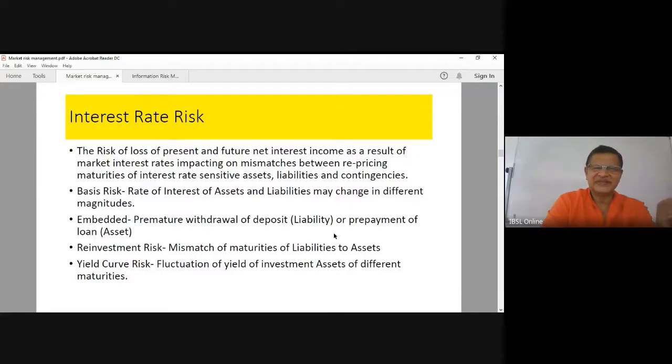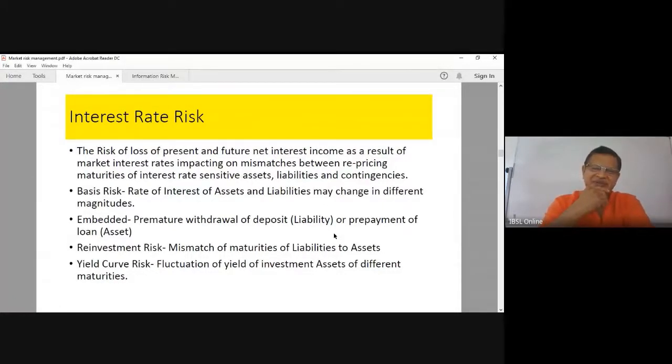So first, in identification, there is the risk of loss of present and future interest income as a result of market interest rates impacting the mismatch between repricing maturities of interest rate sensitive assets and liabilities. Now, I told you we have two books.